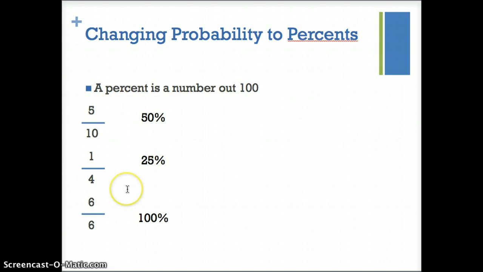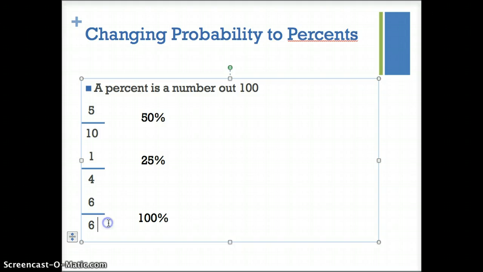The next one is 1/4, which can also equal 25 out of 100 for the percent, which equals 25%. The next one is 6 out of 6, and 6 is the numerator, and then 6 is the denominator. So this would equal an even 100%.